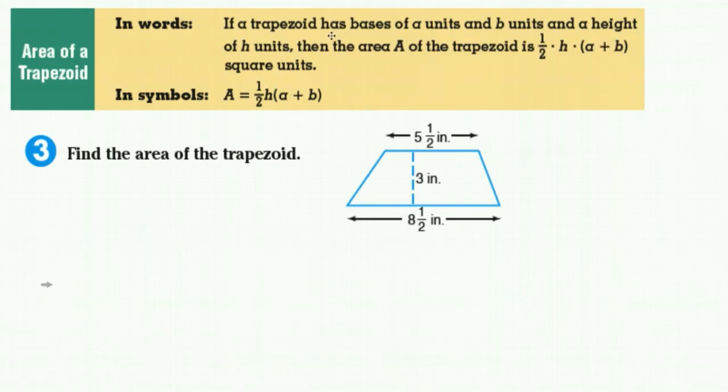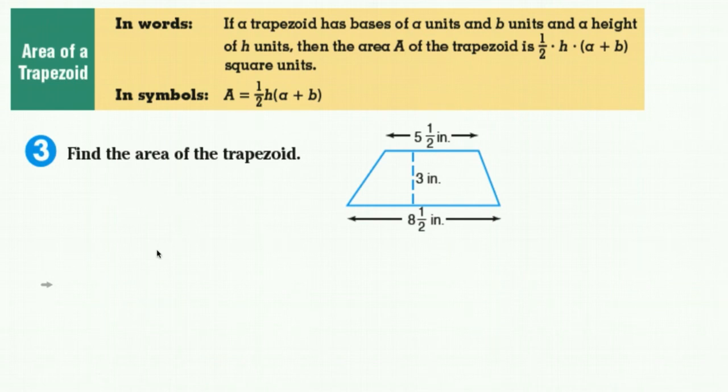If a trapezoid has bases of a units and b units long and a height of h units, then the area A of the trapezoid is 1/2 times h times the quantity a plus b, or in symbols, it's simply area equals 1/2 h times quantity a plus b. Okay, so this is the area of our trapezoid. You need to memorize that.